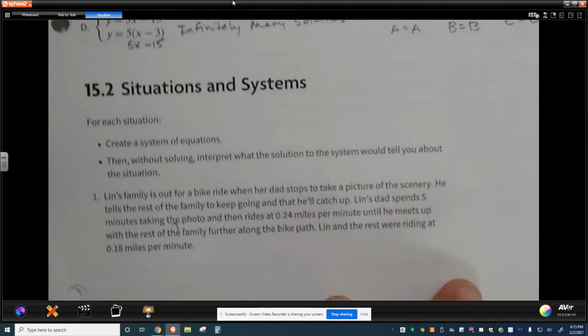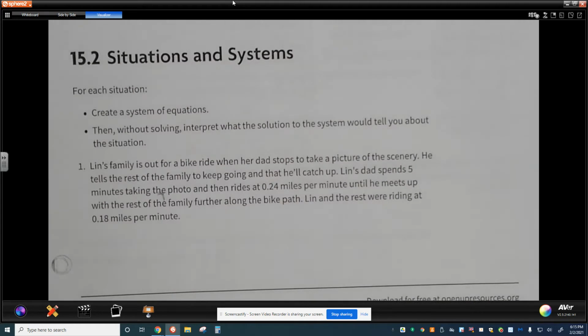The next set of work we're going to do is situations and systems. For each situation, we have two tasks. Number one, we need to create a system of equations, meaning we have to write two equations that are going to go with this. And then the second thing we have to do is interpret those two equations. We're not being asked to solve them. We're being asked to say, what is the purpose for this system? So without solving, we would interpret what the solution to the system would tell you about the situation, not that we actually have to solve it.